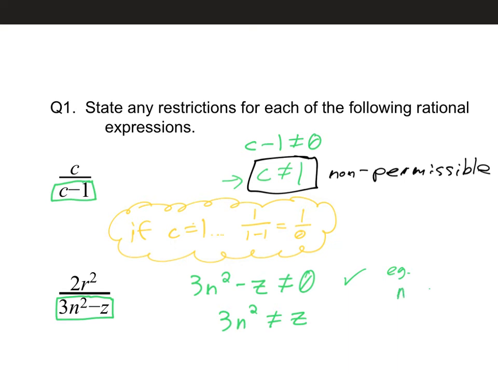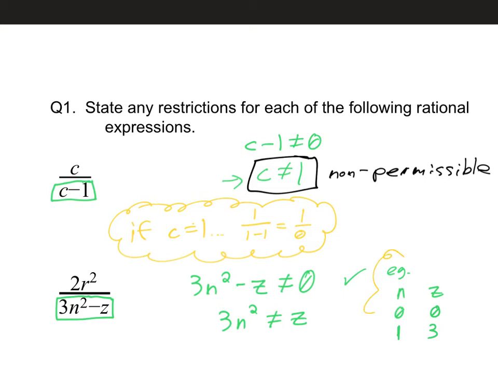So for example, if n was 0, 3 times 0 squared would be 0. So here is one non-permissible pair. If n is 0, z cannot be 0. If n was 1, 3 times 1 squared would be 3. So if n was 1, z could not be equal to 3. So here are some non-permissible pairs.